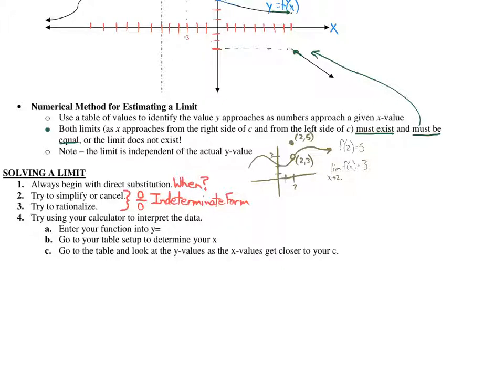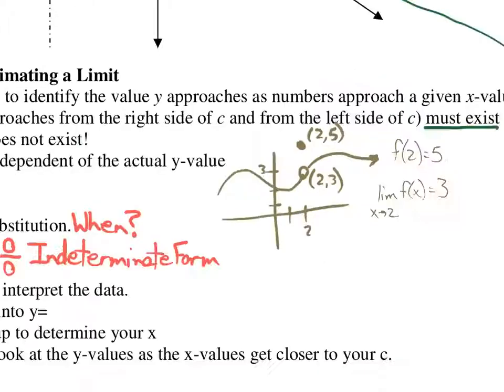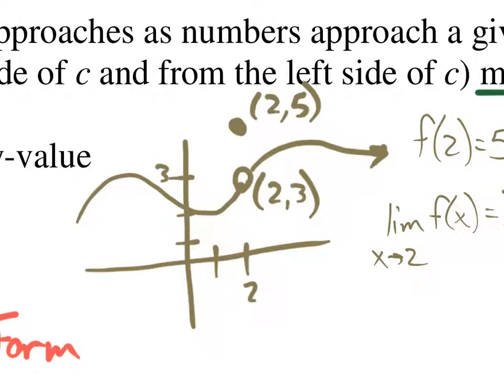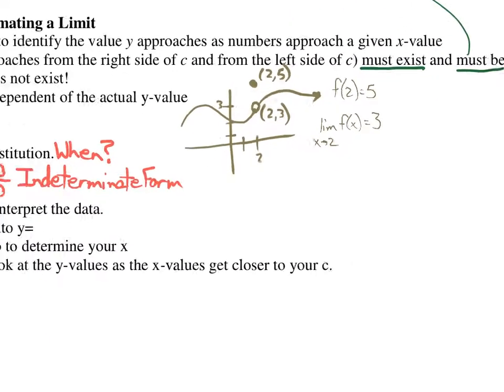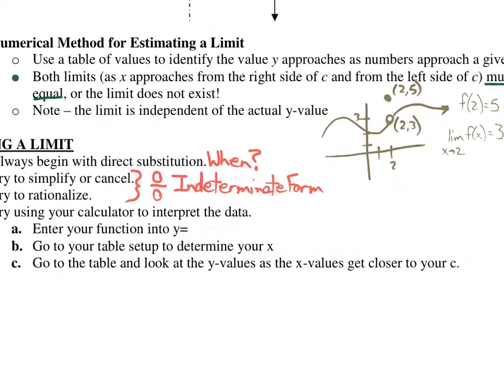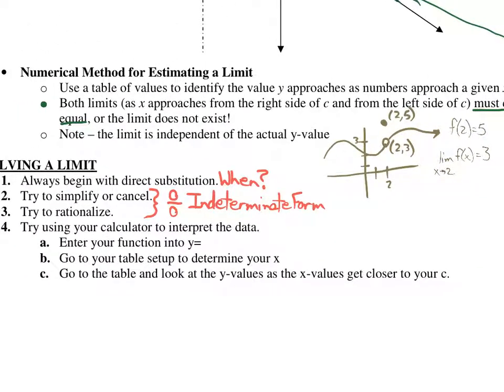But the y value of that hole is going to be what the limit equals. And you can actually see, this would be an example where you have a hole, and the y coordinate of that hole is what the limit equals, okay? So that's another strategy we use, okay? Indeterminate form, because we have a hole.